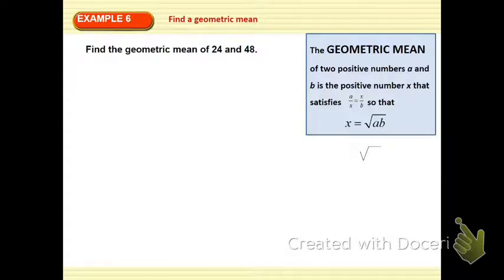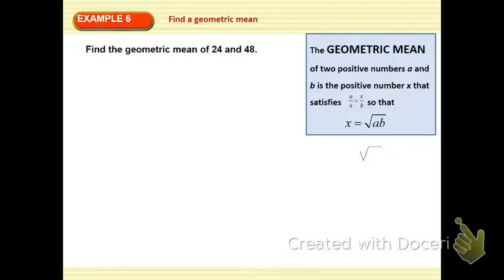Geometric mean. Okay, the geometric mean of two positive numbers, A and B, is a positive number X that satisfies A over X is equal to X over B. The reason they call it geometric mean is that in a proportion, A and B are the extremes, and X is the means. But rather than remember it as this fraction, the easier way is to multiply the two numbers and take the square root. Yeah, that's it. Exactly.